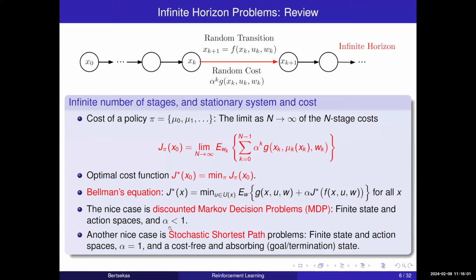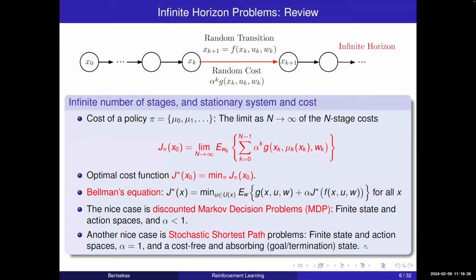Another nice case is the stochastic shortest path problems. Here we have a finite state and a finite action space, but alpha equals one. To prevent the problem from going on forever, we have this cost-free absorbing state, which represents a goal or a termination state where we can end the process as soon as we arrive at this state.